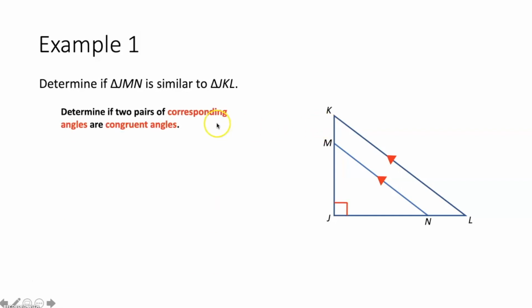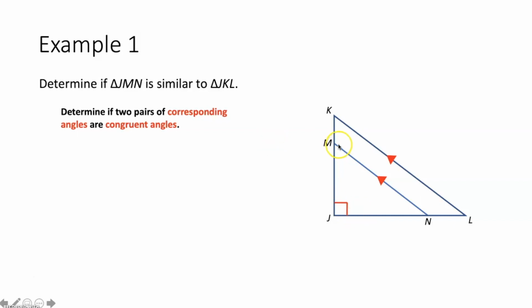Well, we need to show that two pairs of corresponding angles are congruent in each of the triangles. Well, we know that each of these triangles, the small right triangle here and the big right triangle, they each have a right angle. So we know that angle J has to be congruent to angle J. So all we have to do is show that another pair of corresponding angles are congruent.